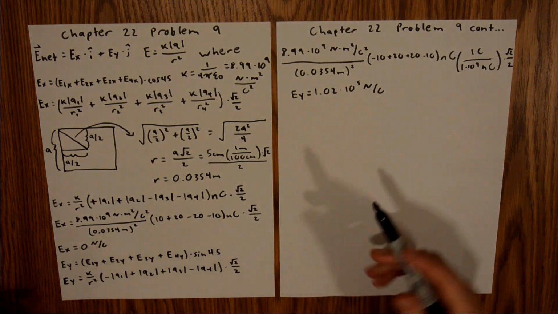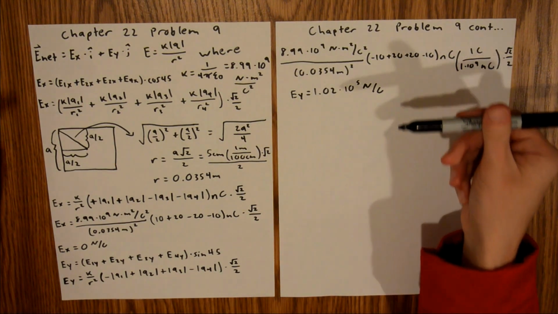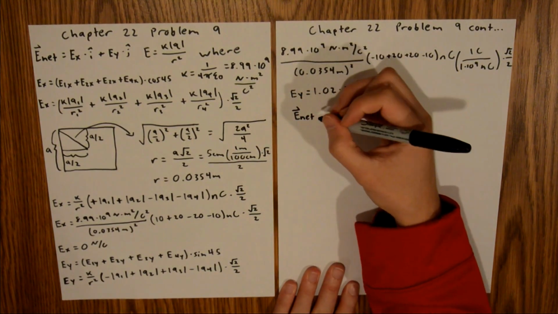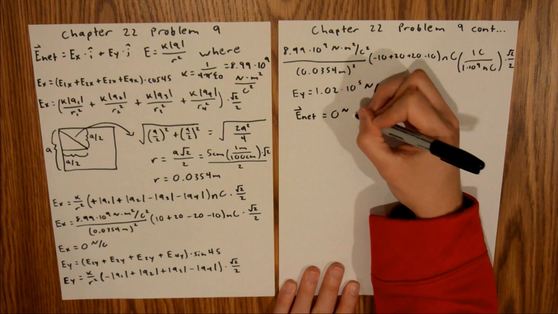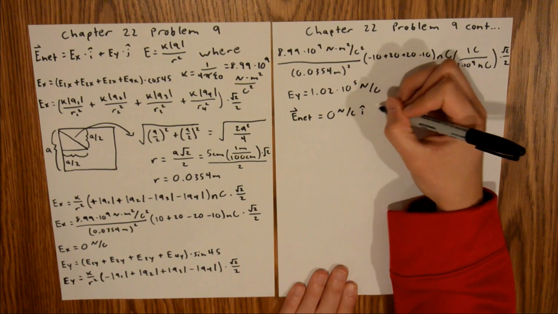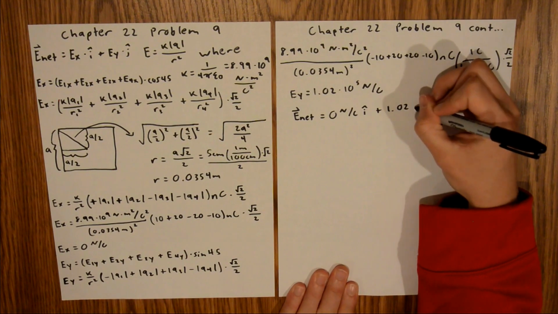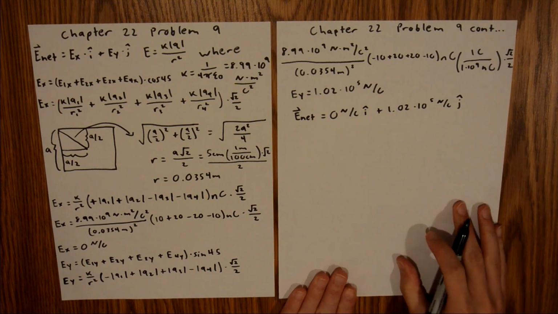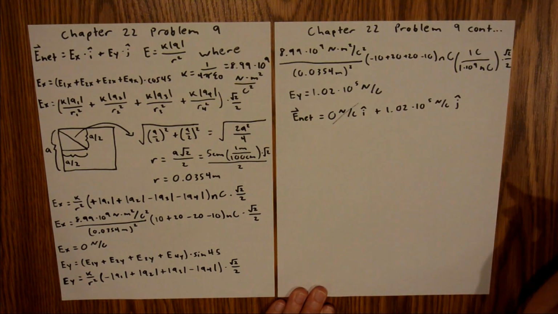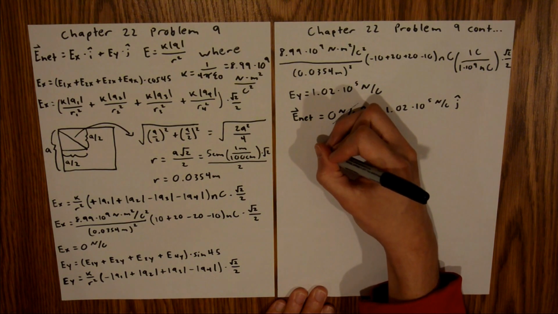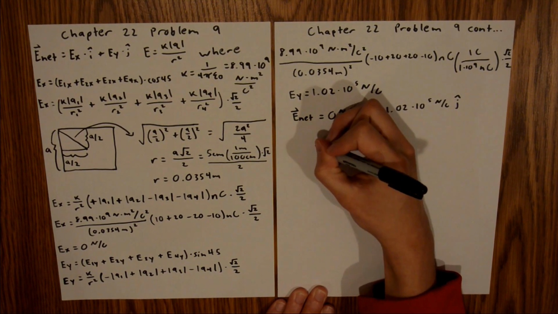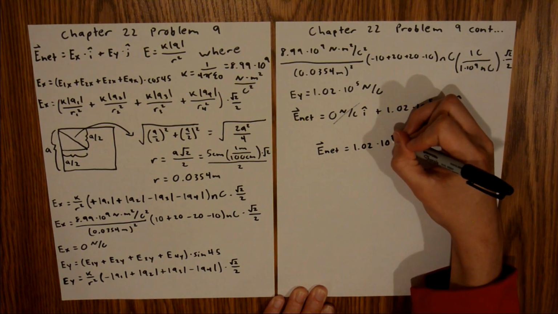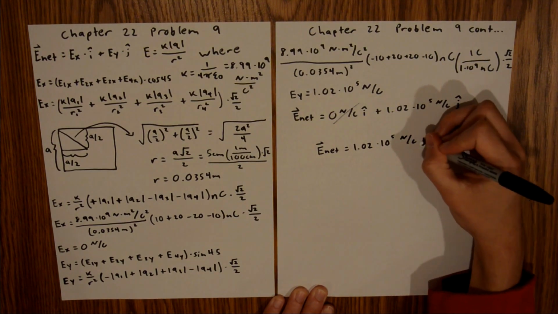And now we have both the values that we need to plug into our E net, and so E net is equal to 0 newtons per coulomb i hat plus 1.02 times 10 to the 5th newtons per coulomb j hat. So this term is 0, so this is just going to go away, and then we're left with that other term. So the final answer to this problem is E net is equal to 1.02 times 10 to the 5th newtons per coulomb j hat.